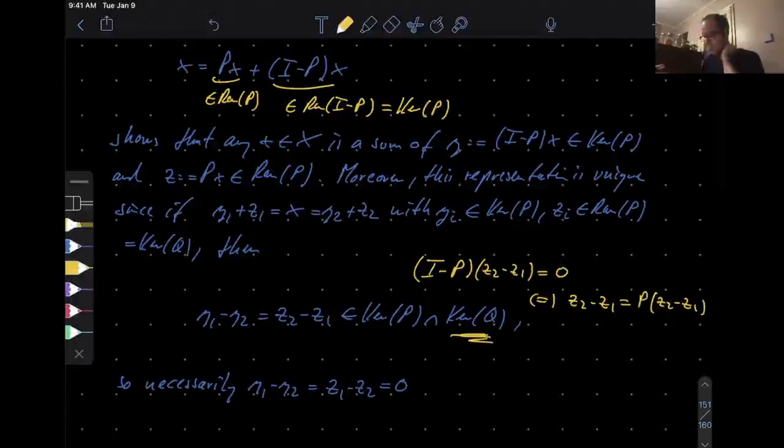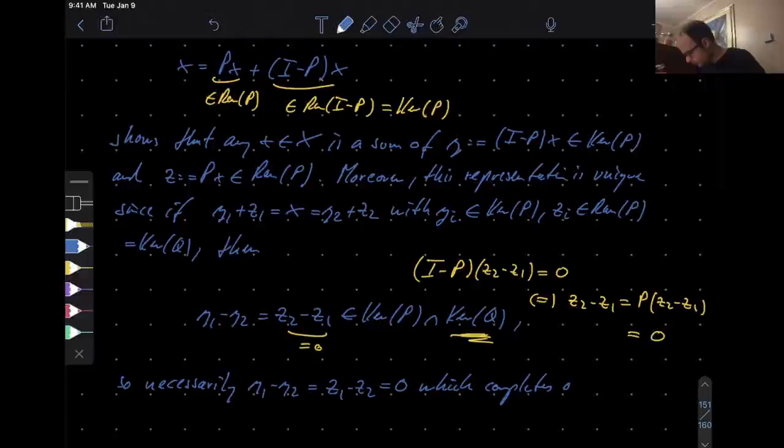That you just obtain from this here. Yeah, but then it also says that z2 minus z1 is also in the kernel of p, because it's in the intersection there. Yeah, but that means that this right-hand side here is equal to 0, right? So, and there you have it, z2 minus z1 is equal to 0, and then once this guy is 0, of course the left-hand side is also equal to 0. And that's what's written there. Right, so this completes, which completes our proof.